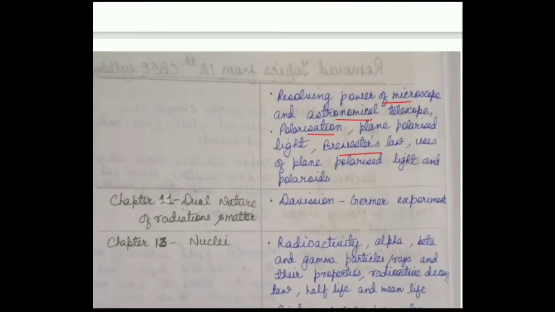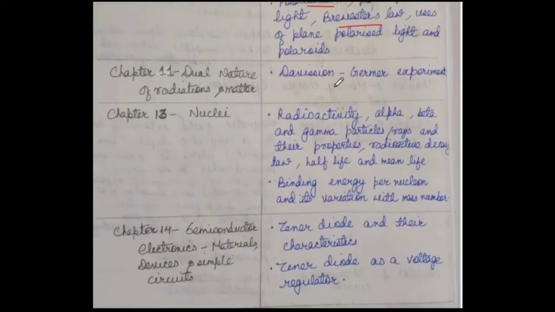Then in chapter 11, dual nature of matter and radiation, Davisson-Germer experiment is removed. In chapter 13, nuclei, radioactivity topic, no need to study this one: radioactivity, alpha, beta and gamma particles, then binding energy per nucleon, these topics are removed. And the last chapter 14, Zener diode is removed, and how it is used as a voltage regulator. No need to study this one. In this way, all these topics are removed.